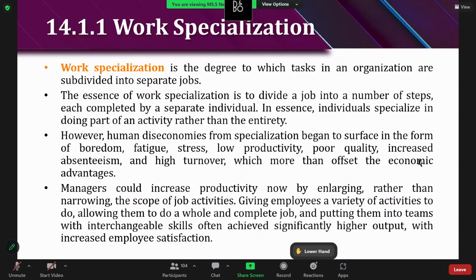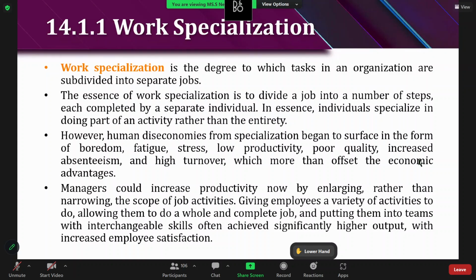So the essence of work specialization is to divide a job into a number of steps, each completed by a separate individual. The key feature is the job. For example, consider purchasing an equipment in an organization, where the purchase requisition has to be made by one person, the purchase order has to be prepared by another, it has to be approved by another person, the payment has to be made by another person, and the receipt has to be made by another person.